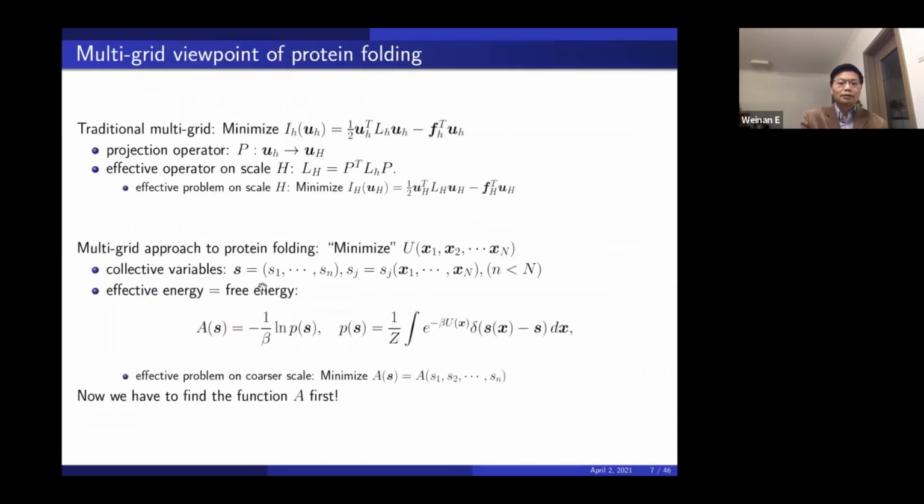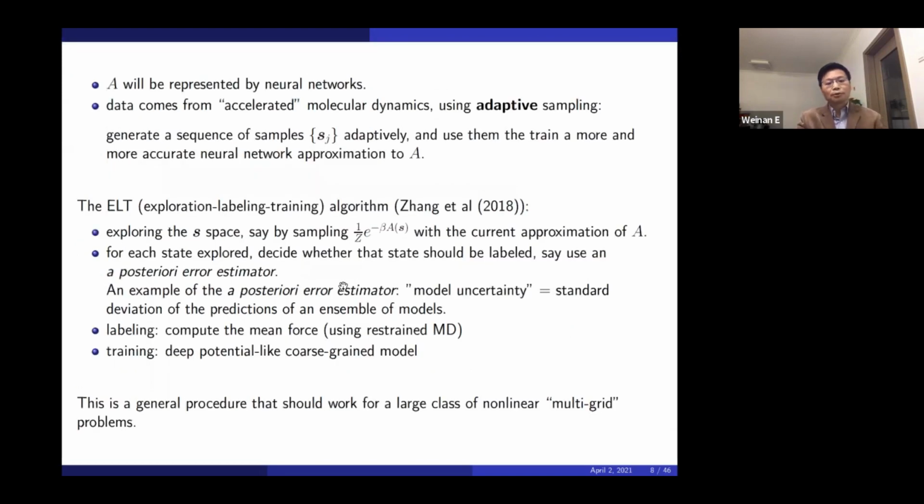For example, here we want to look for a function of this coarse grain variable. So we started exploring this configuration space of the coarse grain variable using some Monte Carlo algorithm. And at each state, we need to produce some microscopic state that's consistent with this coarse grain variable. And then we need to decide whether we need to collect data on that state. So that's done by some sort of a posteriori error estimate, much the same way as in finite element.